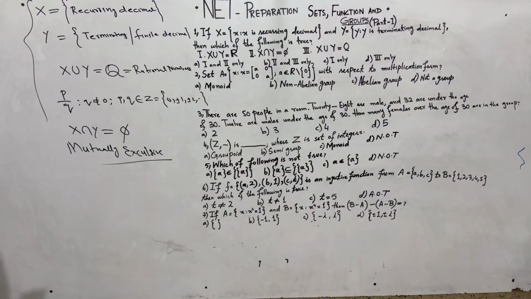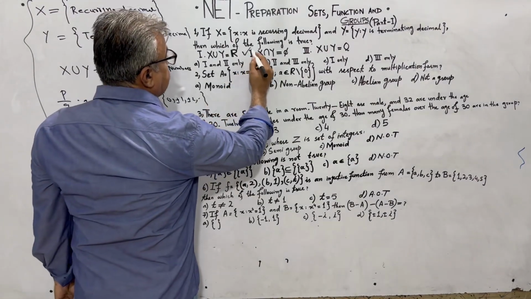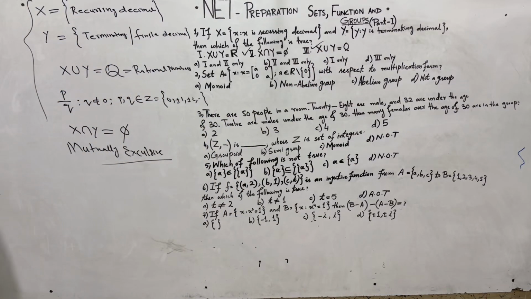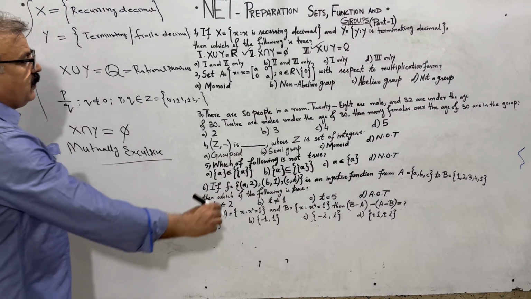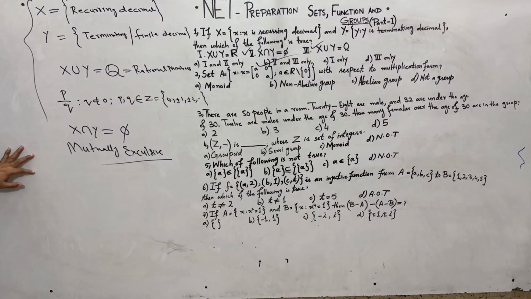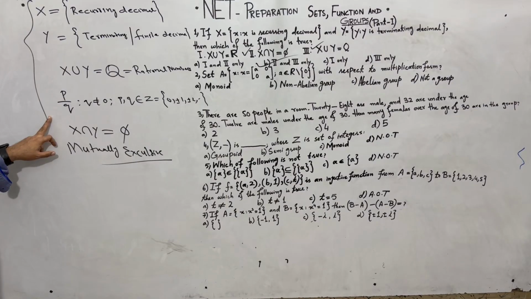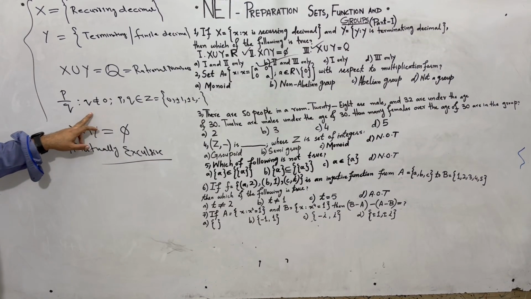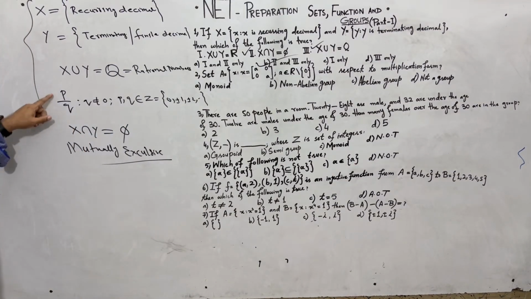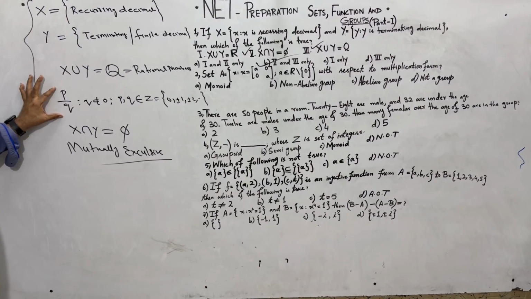So option number 1, this part is true. The intersection is the null set, and their union results in the rational numbers. So part number 2 and part number 3 are true, so option number B is true in that case. That is the definition of a rational number: x is equal to P over Q, where Q does not equal 0 and P, Q belong to Z, the set of integers.